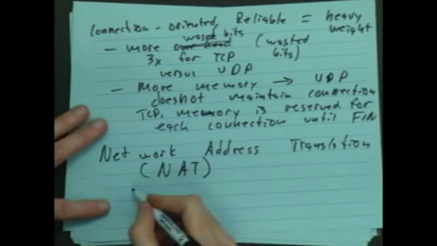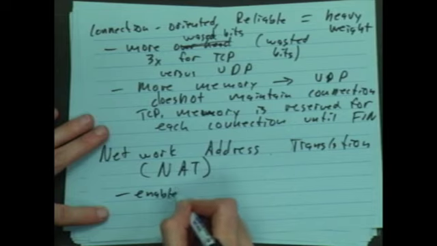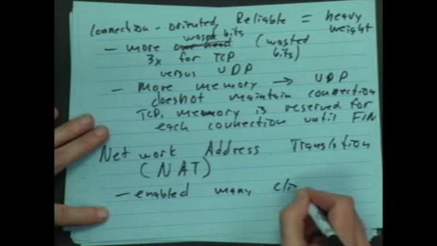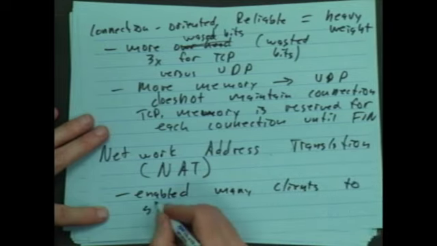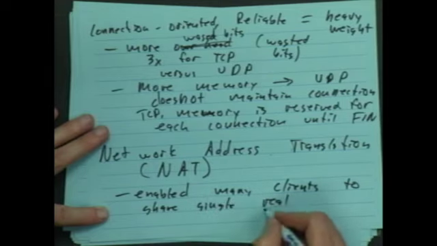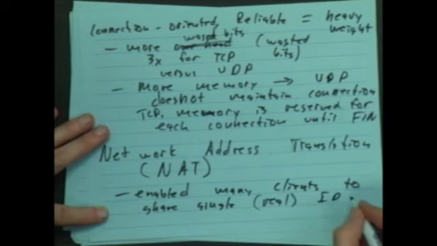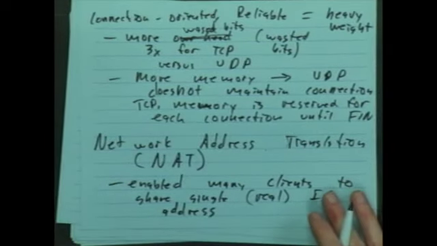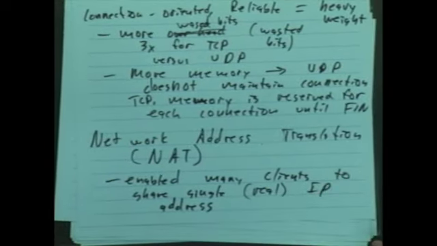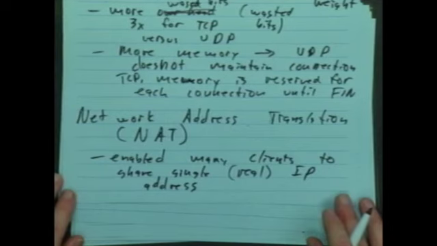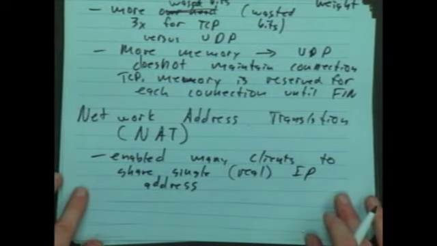What this does is it enables many clients to share a single real (I'll put in parentheses, real) IP address. Okay, so that's the whole purpose of having network address translation. And this is what's running and making it so my computer, or my computers at my house, can all have access to the internet. All right, so let's see how this works.